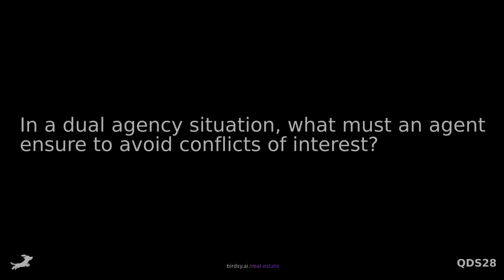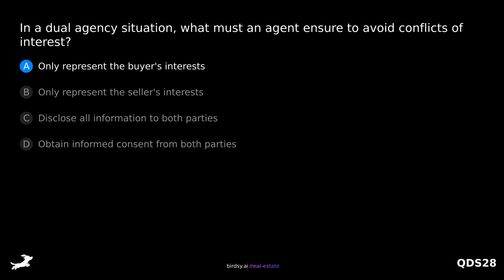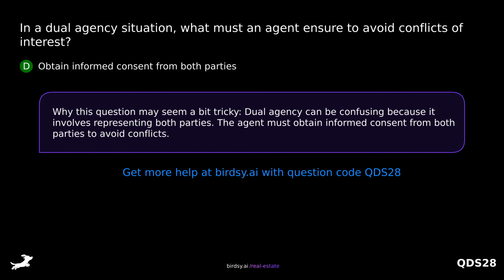In a dual agency situation, what must an agent ensure to avoid conflicts of interest? Is it A. Only represent the buyer's interests? B. Only represent the seller's interests? C. Disclose all information to both parties? Or D. Obtain informed consent from both parties? The answer is D. Obtain informed consent from both parties. Why this question may seem a bit tricky, dual agency can be confusing because it involves representing both parties. The agent must obtain informed consent from both parties to avoid conflicts.